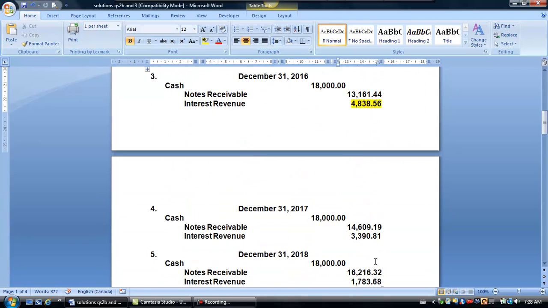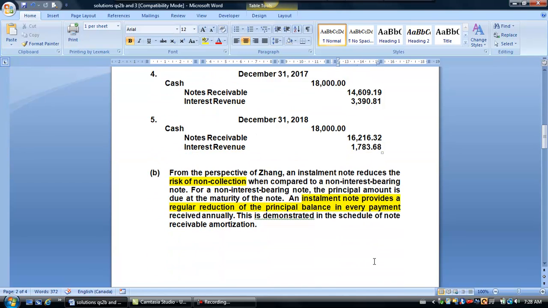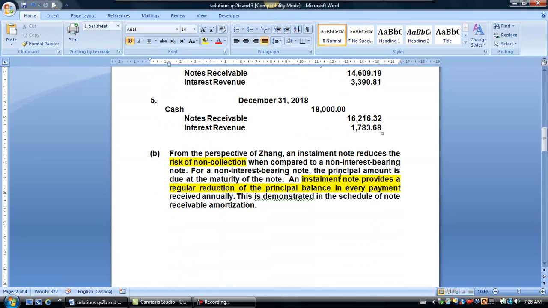So now, if we move on, Part B of the question asks, for installment notes, what's the advantage of using one in comparison to non-interest-bearing notes? Well, first of all, the risk of non-collection is reduced. So why is that? Because an installment note is always going to provide you with regular payments on the note. So in other words, in our case, the $18,000 was more than just interest. It pays down principal. So every time you receive a payment on an installment note, you're already getting back part of the payment of the note.